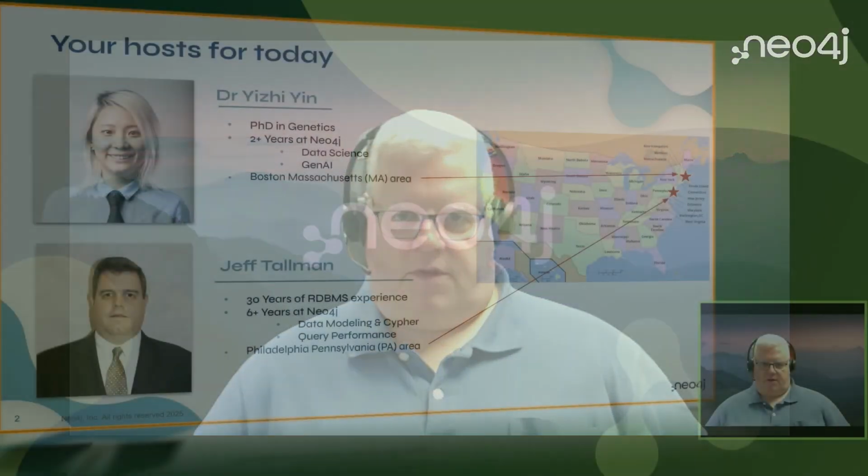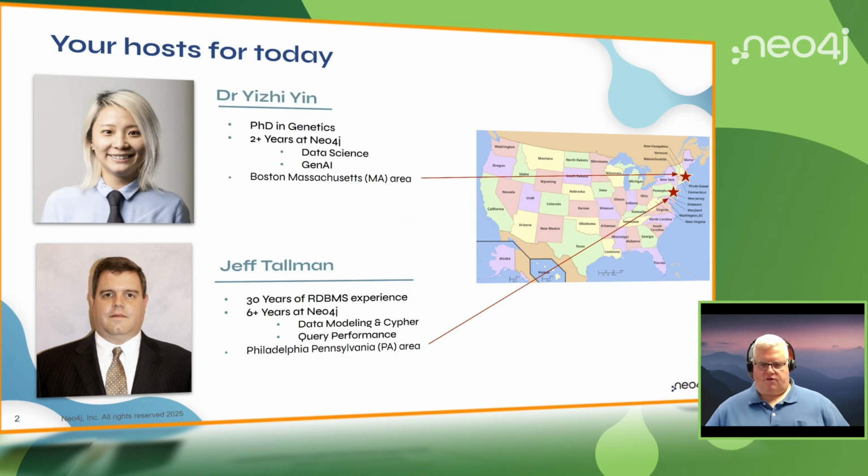Jeff, yours. Sure, and my name is Jeff Tallman, and I'm more on the technologist side here. If you really want to stump the chump, just start talking in bioinformatics terms, and I won't understand a word you said. I spent 30 years working in relational databases, mostly on the extreme transaction processing side of trading systems. The last 6 years, I've been at Neo4j. I've dabbled a little bit in data science and GenAI, but my strengths are really around data modeling, Cypher, and query performance. And as you notice, both of us are on the East Coast, where a lot of pharmaceuticals are located.